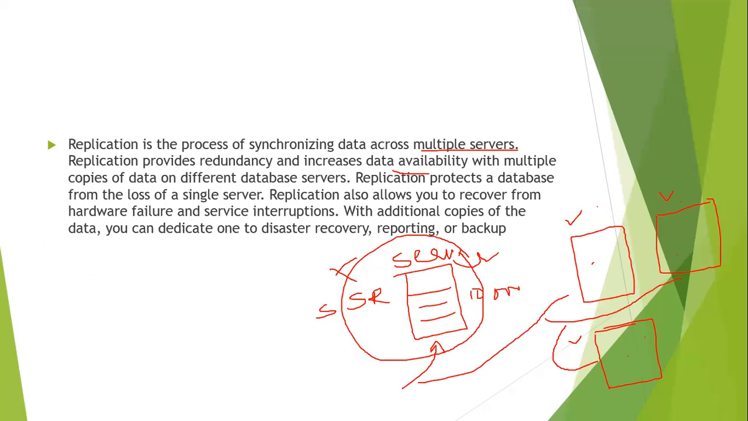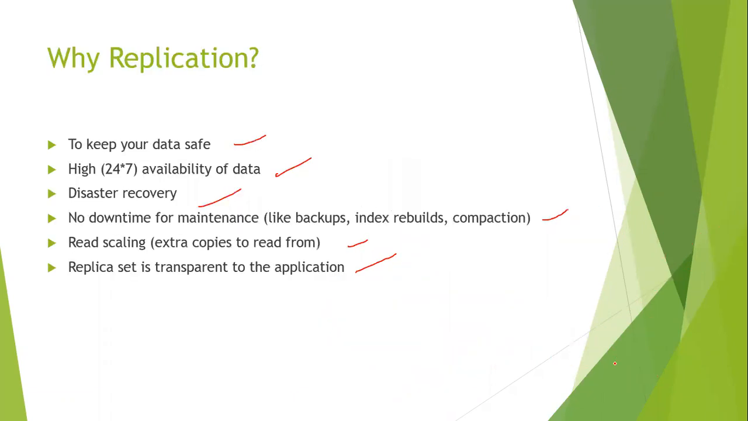For example, if I have the data of student 101, this 101 is also available here, also here, and also here. That means whatever data you have in a replica set will be transparent, meaning clear-cut to all replicas. All replicas should have the same data.